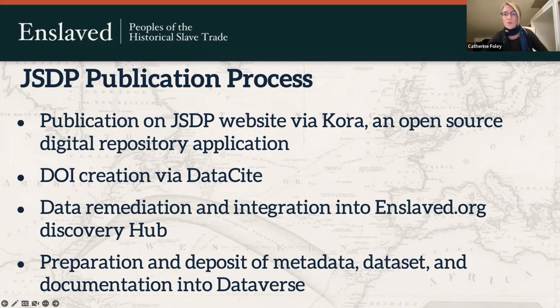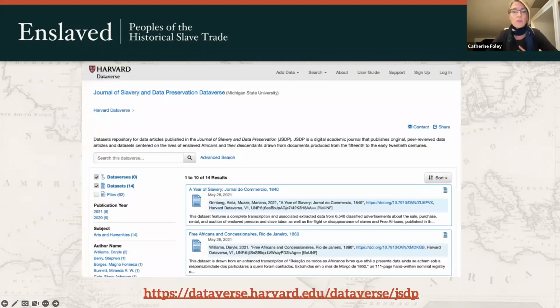And then as data articles are published on the journal, the data is prepared for publication as linked data on enslaved.org and is prepared for deposit on Dataverse.